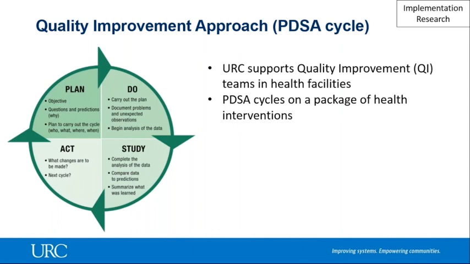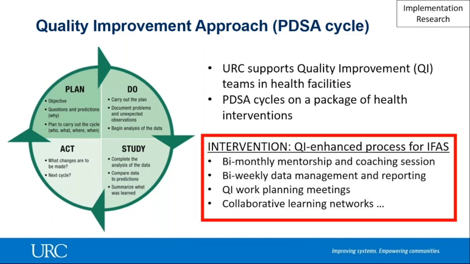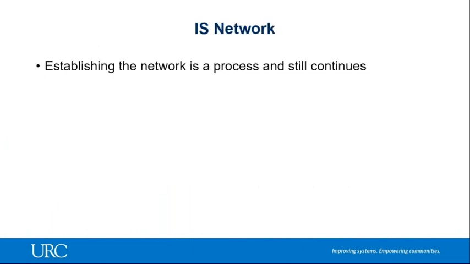Of course, like I already alluded to, URS is already doing this quality improvement work, so we just need to refocus it onto iron-folic acid, and particularly look at these interventions to ensure that we support the health facilities to have these planning meetings to identify their challenges. We hope to have collaborative networks where the health workers and the health facilities learn from each other about what is working where and what is not working where. And then, of course, the usual bi-monthly mentorships, and the bi-weekly data management and reporting, for them to really appreciate the progress of implementation.